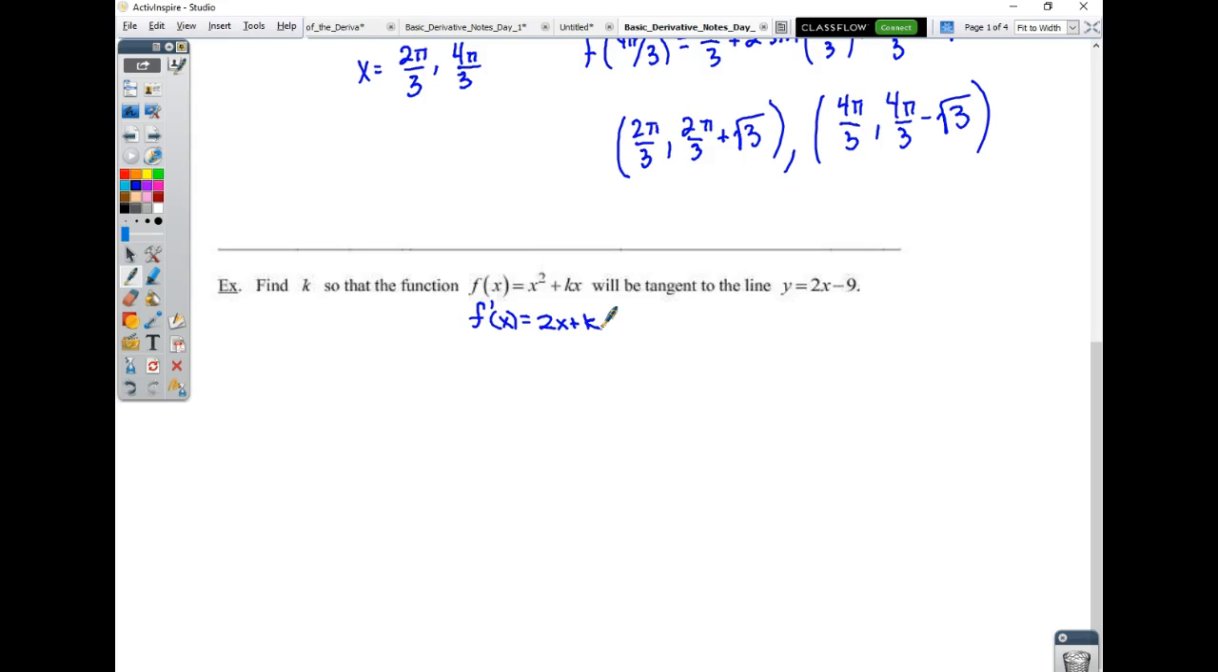What do you think? He wants to take the derivative of this, and he wants to make it equal to the derivative of this. He wants to take the derivative of f of x, f prime of x equals 2x plus k. He wants to set that equal to the derivative of y. So the derivative of y would be dy dx, and that would equal what? What do you think? Is that legal?